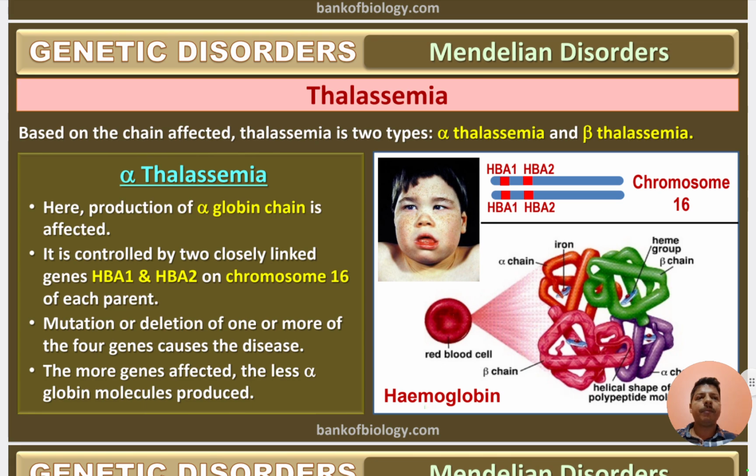First of all, alpha thalassemia. Here the production of the alpha globin chain is affected. It is controlled by two closely linked genes, HBA1 and HBA2, on chromosome 16 of each parent. Here you can see RBC, alpha chain, beta chain. Mutation or deletion of one or more of the four genes causes the disease, and the more genes affected, the fewer alpha globin molecules are produced.